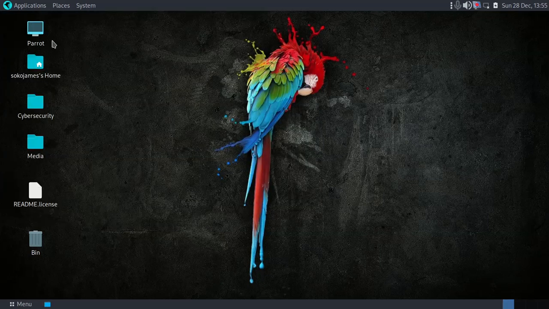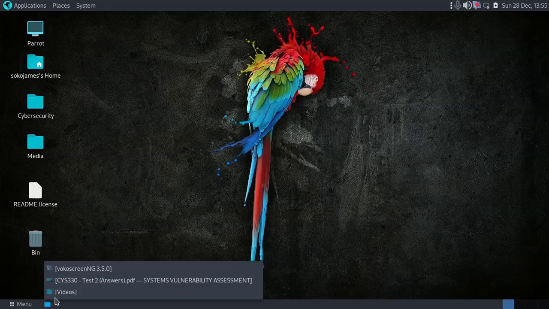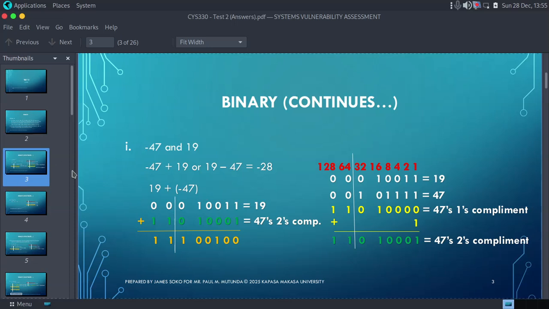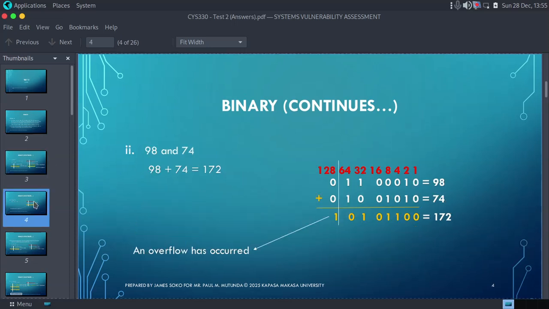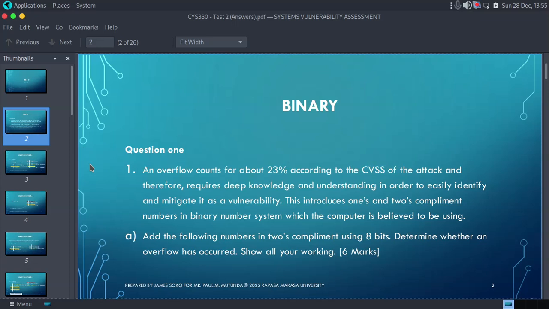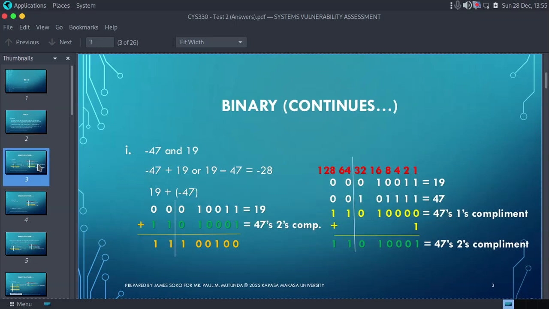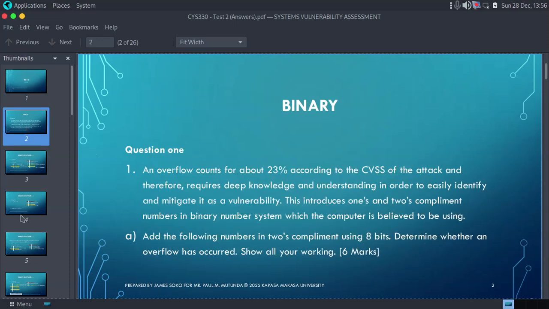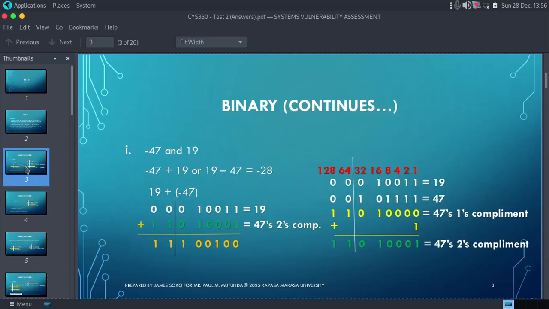Okay, so now we continue with where we ended. Basically we did this particular question. So remember, now we have 98 and 74. Oh, by the way, in the first one I didn't indicate whether an overflow occurred or not. Okay, don't worry, we'll explain in this next video, or in this same video, by the way.